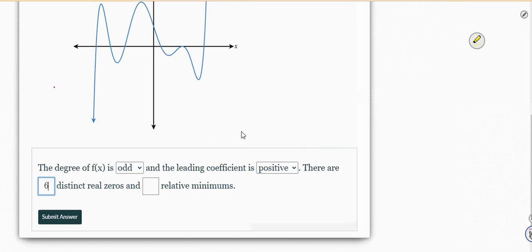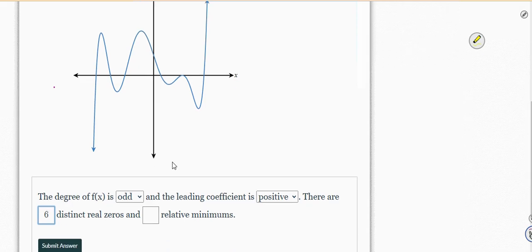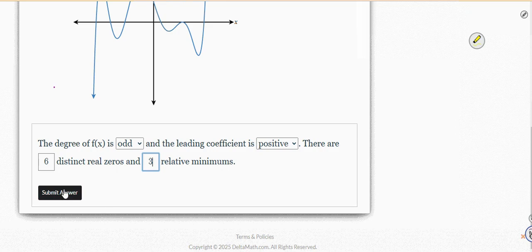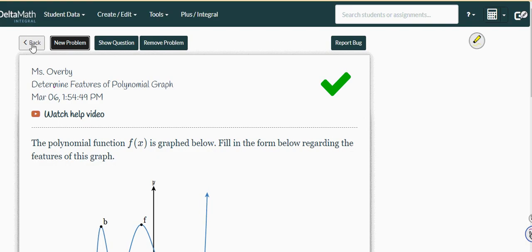Okay, here's the thing. Relative mins. That means we're going to ignore the end behavior because clearly the end behavior goes down to negative infinity. So how many relative mins do we have? We have one right here. Can you see my cursor? So we have one, that's a relative min. So there's one there, there's one there, and there's one there. So we should have 3 relative mins. All right, let's see if we get it right. Woo! I love that green check.